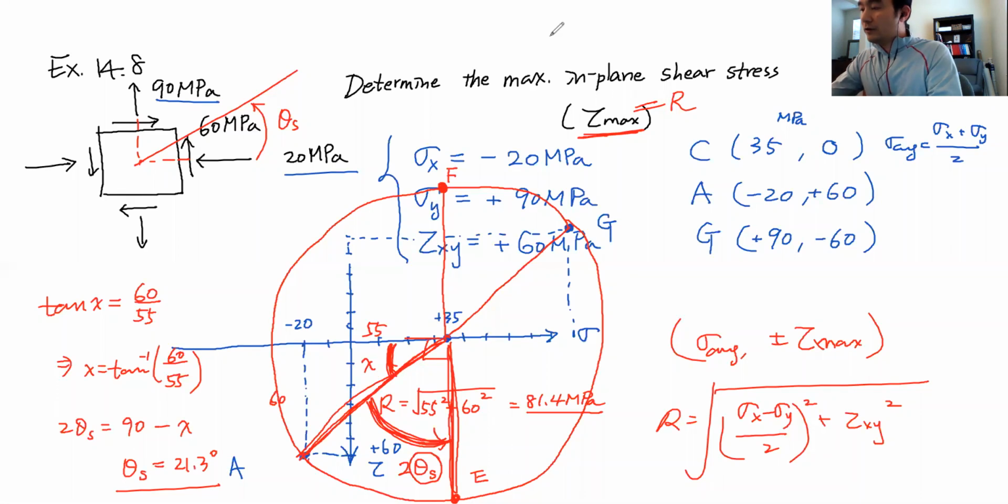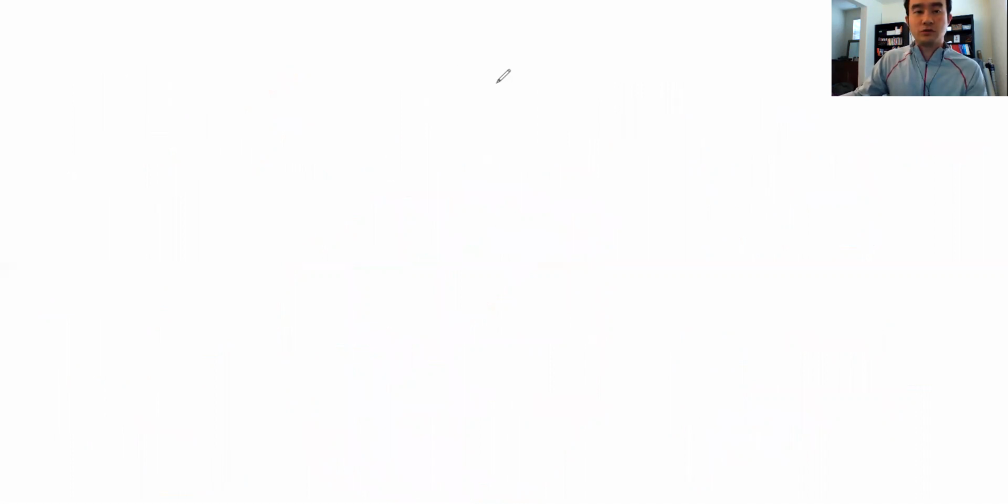Let me go over 14.9. These two problems, 14.8 and 14.9, are very typical problems using the Mohr circle. Okay, so example 14.9. The question is this.